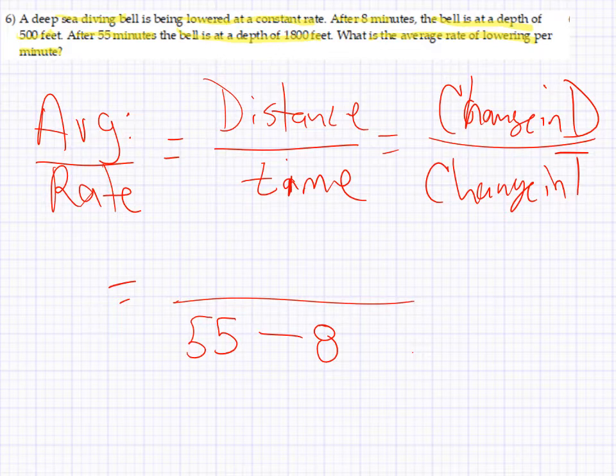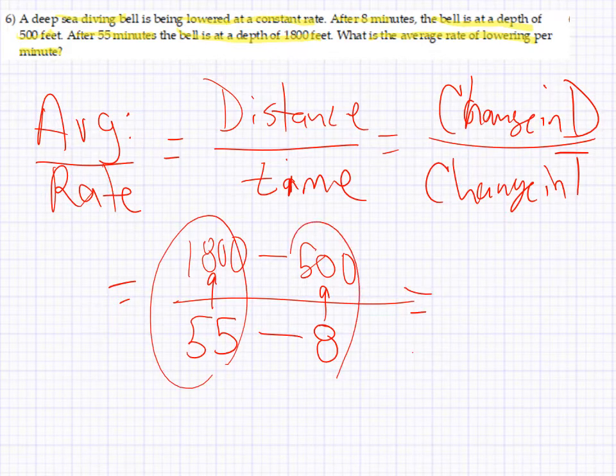But whatever you do in terms of the change in time, make sure that the distance corresponding to each one matches up accordingly. So since I put 55 minutes as my first time and 8 minutes as my second time, when I'm looking at the change, I'll put the distance that's associated with the 55 minutes, which was the depth of 1,800 feet, and then 150 feet for the 8. Okay? So as long as those match up, then I'm fine. So these go together, these go together. So then you do that, you're going to get 1,300 over, what's that going to be, 47?